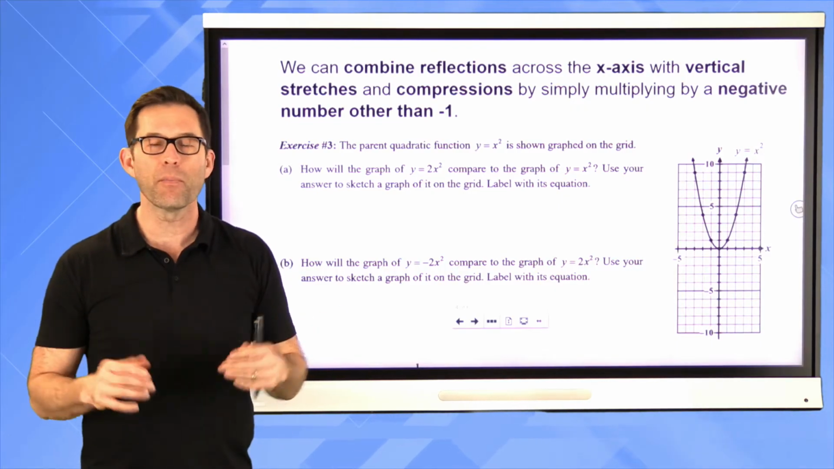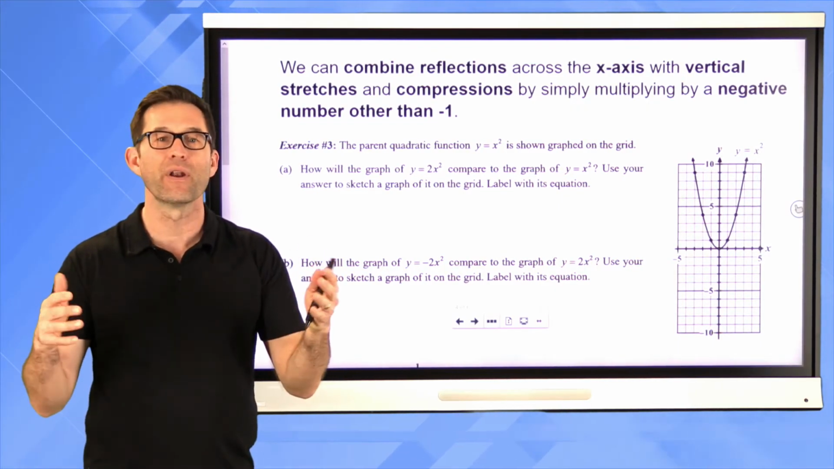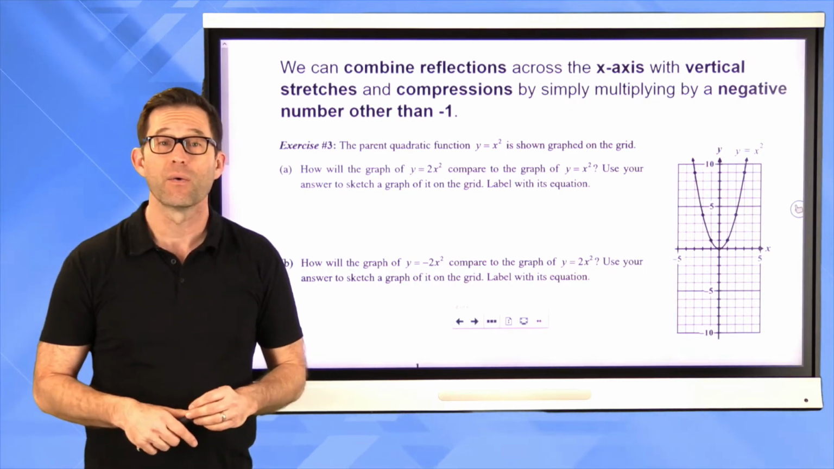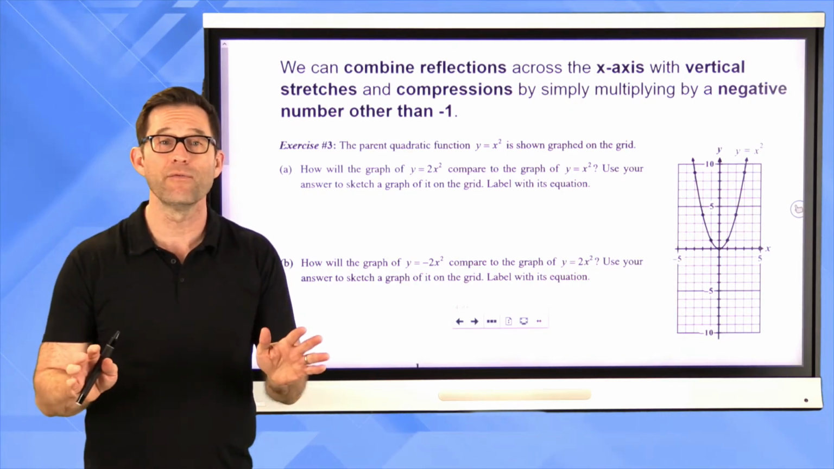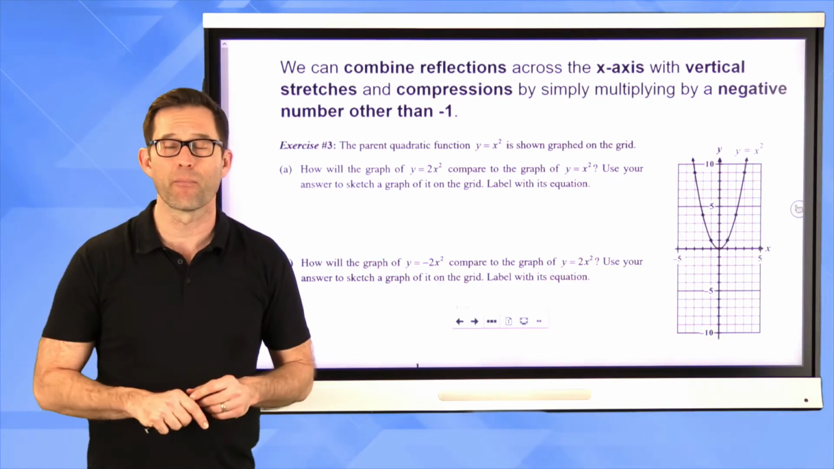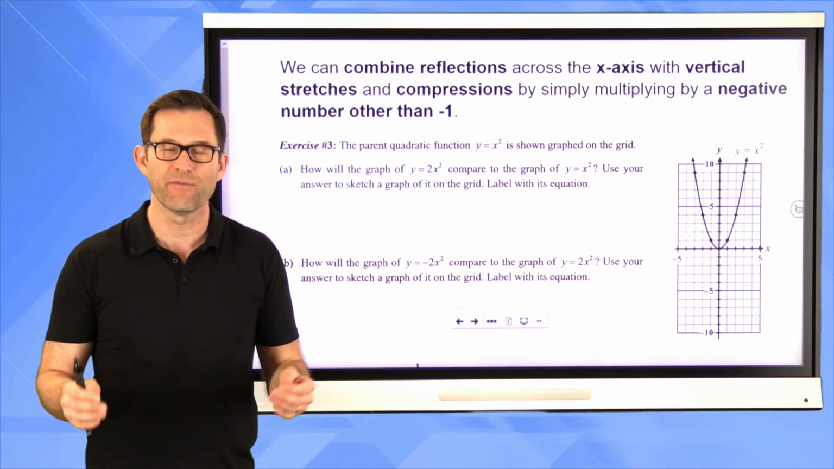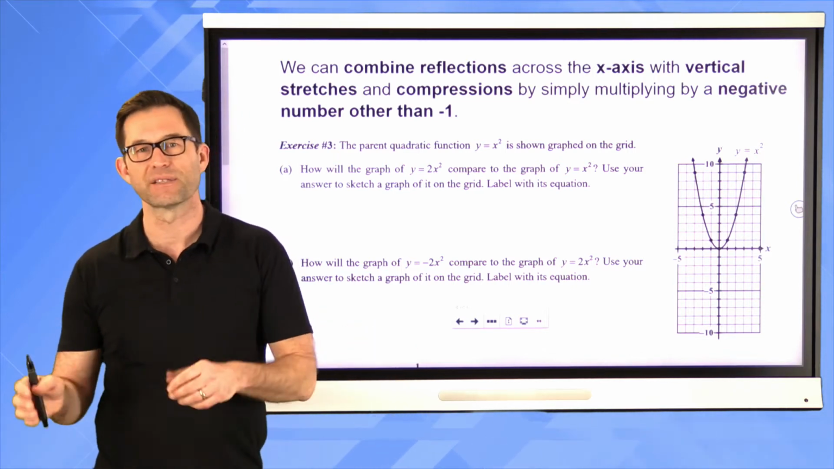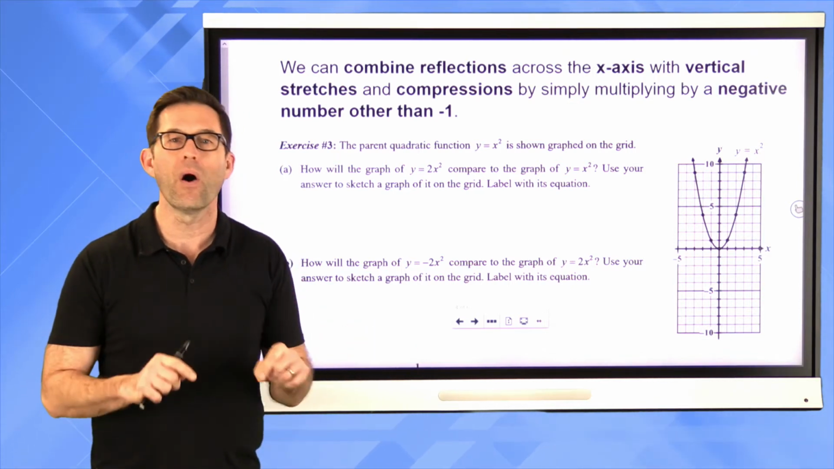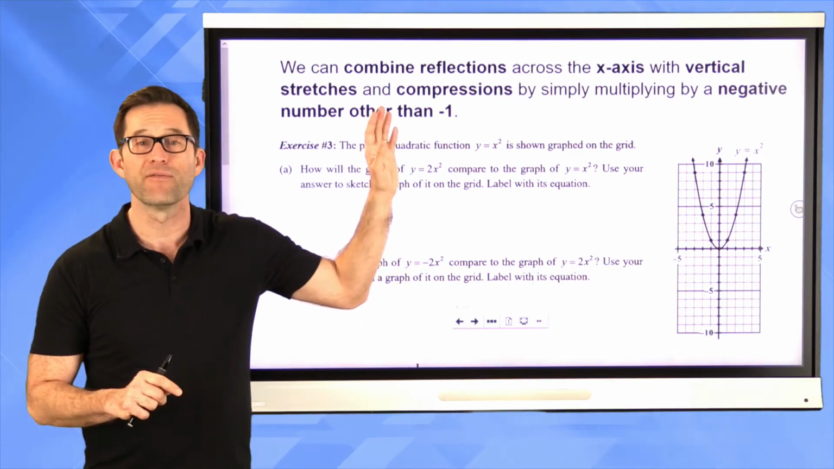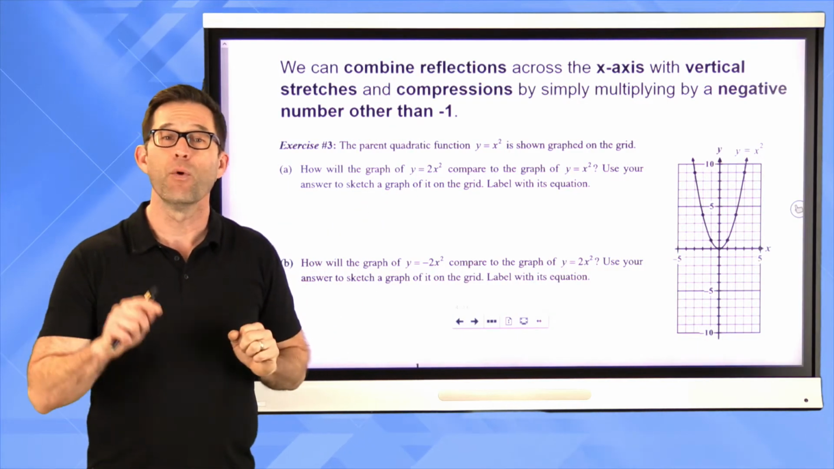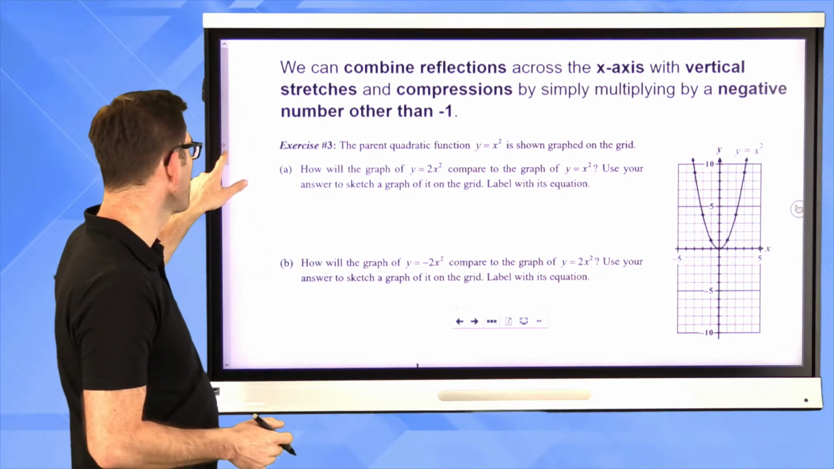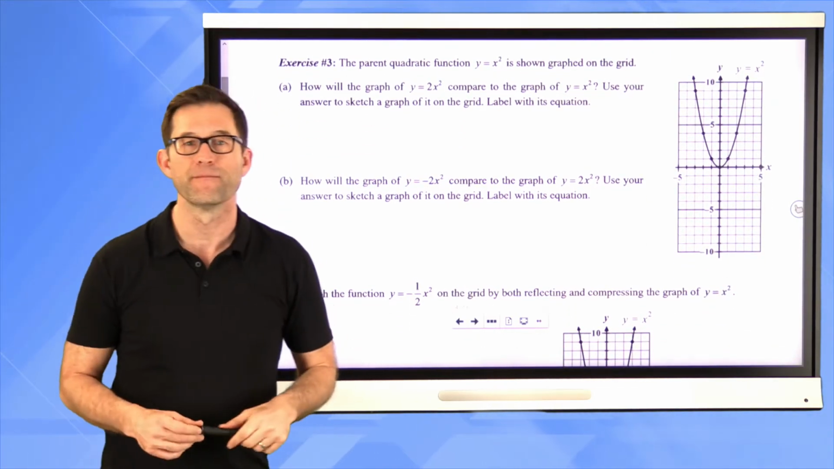So when we multiply by -1, it just takes a number and changes its sign. That's, by the way, a very important thing in mathematics. Multiplying any number by -1 leaves the size of the number the same, but it changes its sign. 5 times -1 is -5. -7 times -1 is +7. But if we come along and we multiply by a negative number other than -1, it will both change its sign and it will change its size. So let's take a look at that in exercise number 3.